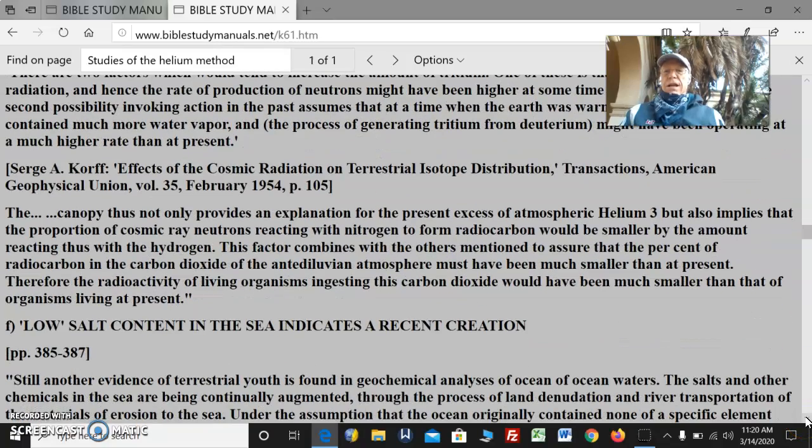The canopy, thus, not only provides an explanation for the present excess of atmospheric helium-3, that's the canopy that resulted in the worldwide flood when it was collapsing over the Earth, but it also implies that the proportion of cosmic ray neutrons reacting with nitrogen to form radiocarbon would be smaller by the amount reacting thus with the hydrogen. This factor combines with others mentioned to assure that the percent of radiocarbon in the carbon dioxide of the antediluvian, the pre-flood atmosphere, must have been much smaller than at present. Therefore, the radioactivity of living organisms ingesting this carbon dioxide would have been much smaller than that of organisms living at present.